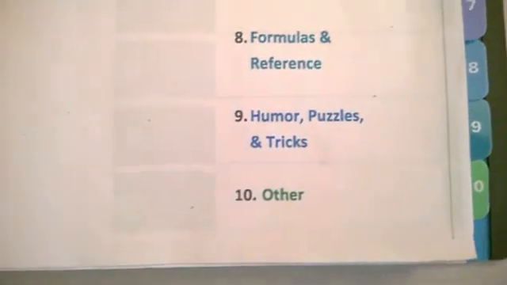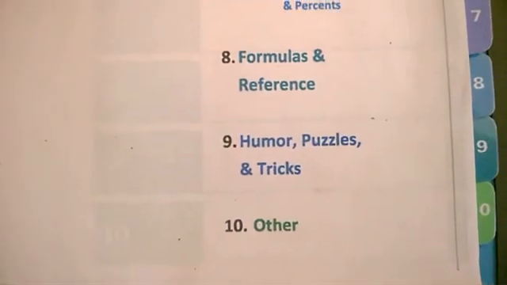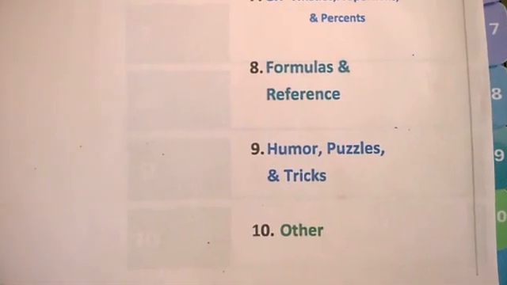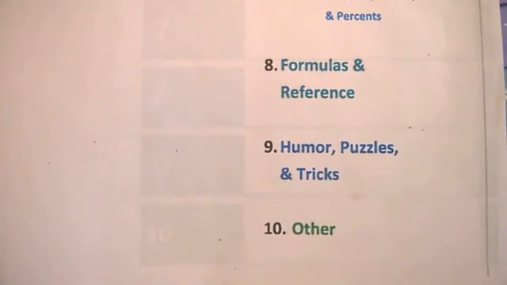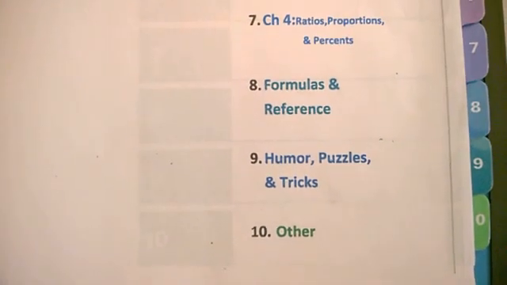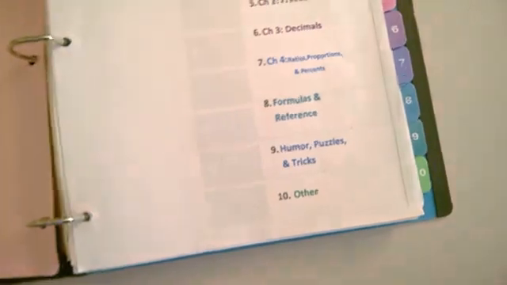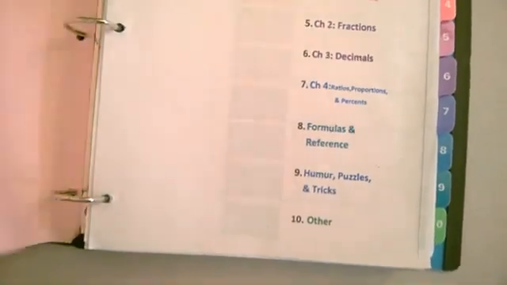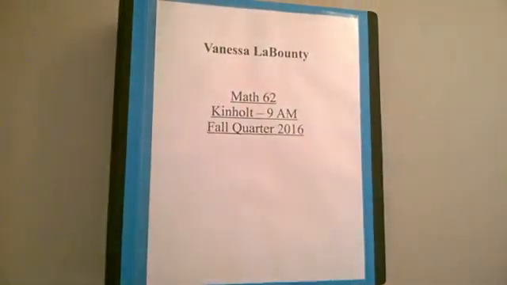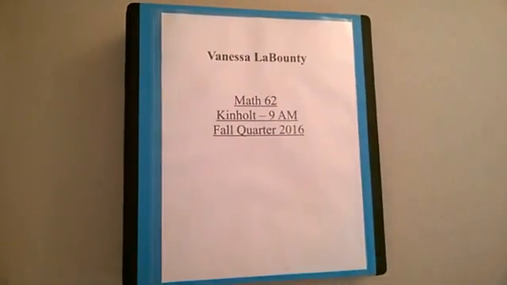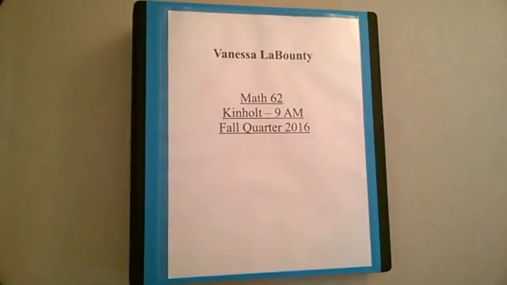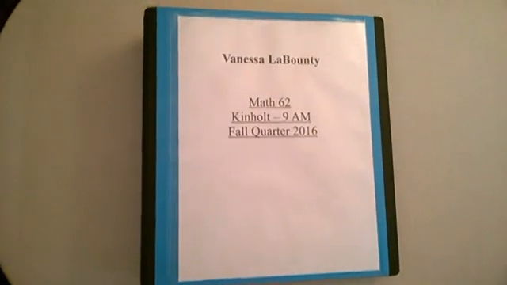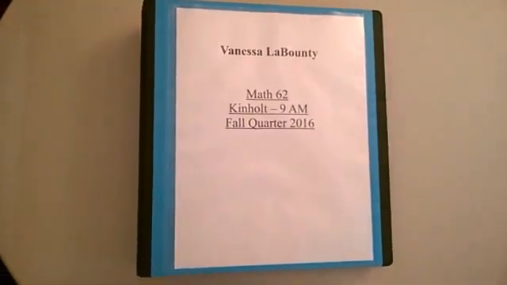There is also an opportunity to get a bonus because in section 9 and 10, if you find humor, puzzles, tricks, or any other types of reference materials that you think would be useful, you can add them to your notebook. And if you add enough of it, you can get a 1 or 2% bonus. So don't wait with your notebook. It should be a matter of keeping it up throughout the quarter, and then at the end of the quarter, when I ask for them to be collected, there's no extra work to do. You simply hand it in.